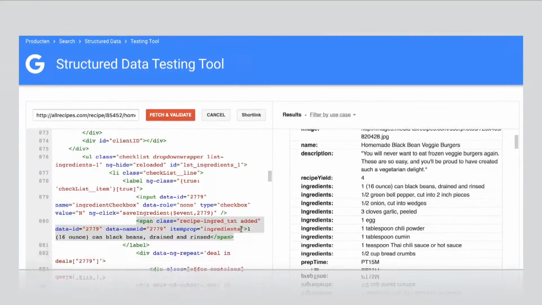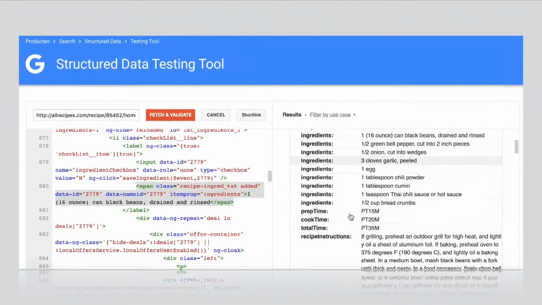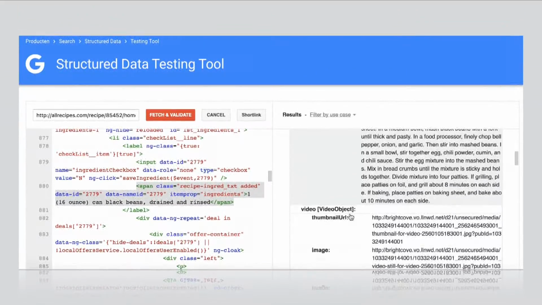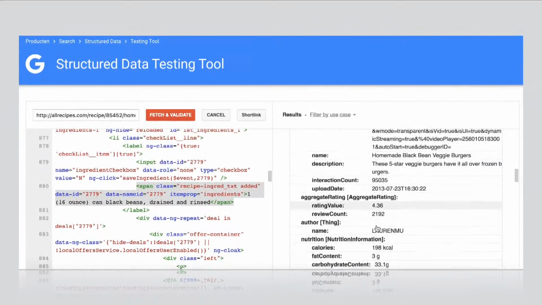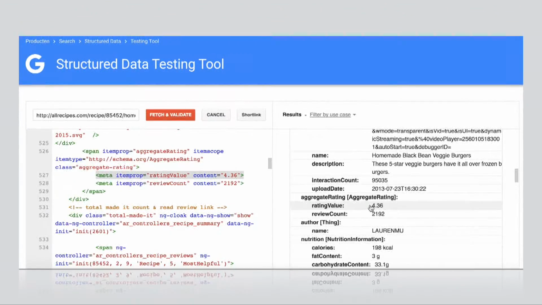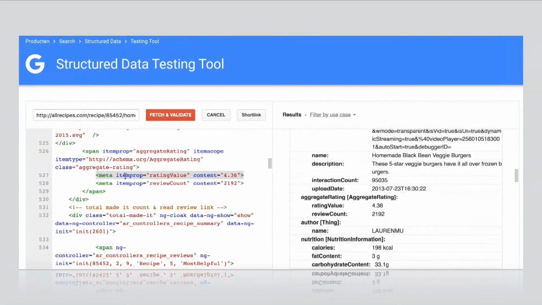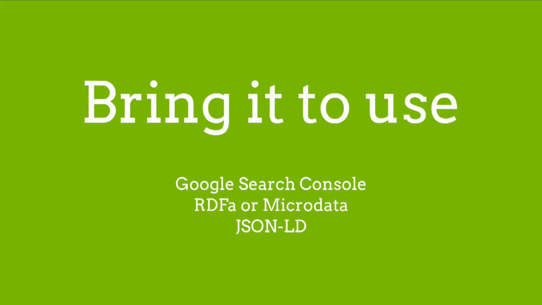So you see a lot more information. There's ingredients, and there's even ratings and recipe instructions. You can add videos, and so on and so on. So a lot of information. So let's go on and see how we can bring this to use in your own website.